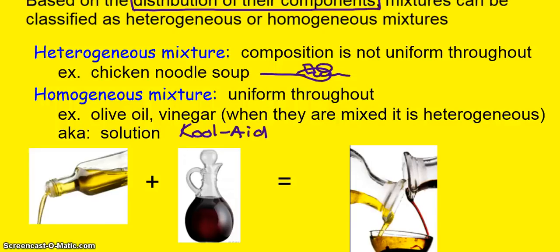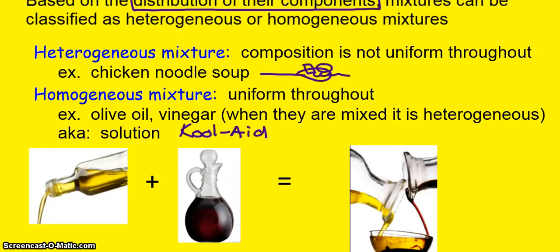So the Kool-Aid is a great example of a homogeneous mixture, and the chicken noodle soup is a good example of heterogeneous. It's the distribution that is different. Solution is a synonym for homogeneous. So please write that down. That is your spoken but not written word of the day. So solution is the synonym for homogeneous mixture.